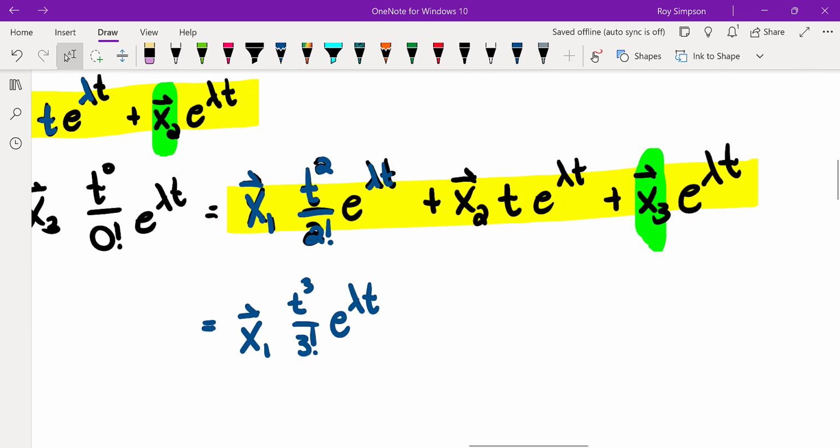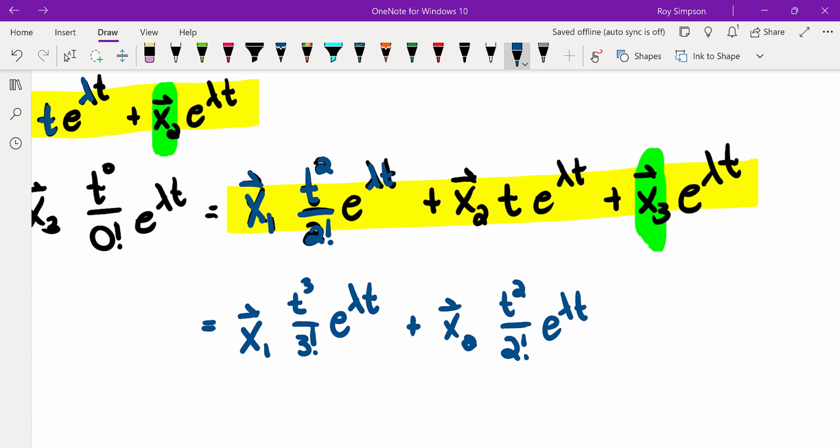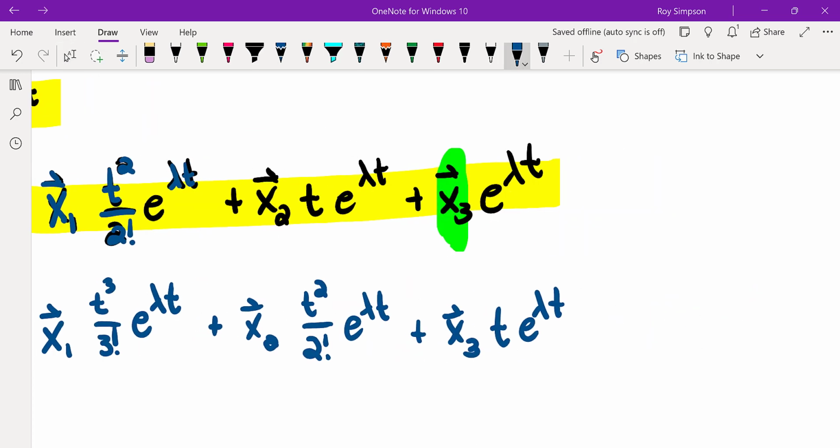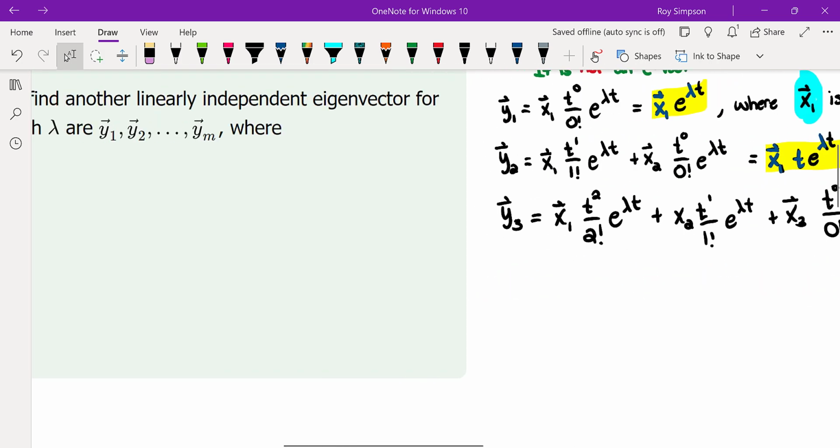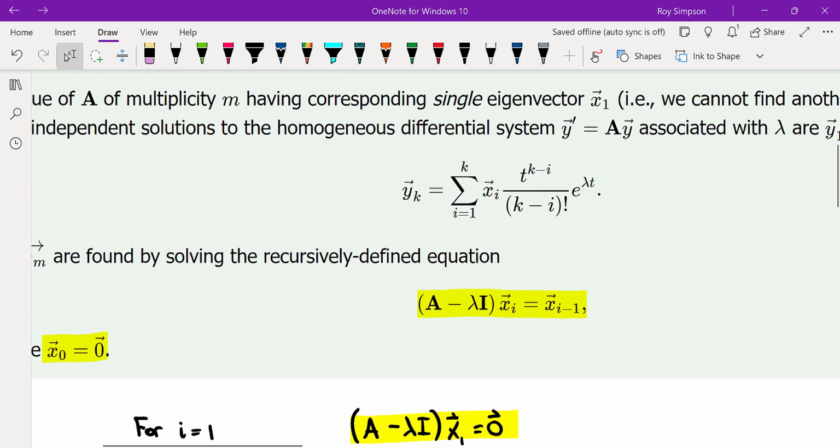And actually, in this case down here, if I had continued, I'd have an x sub 2 t squared over 2 factorial, e to the lambda t, and I'd have a plus x sub 3 t to the first over 1 factorial, e to the lambda t, and then finally I'd have an x sub 4 e to the lambda t. And I hope you get that idea. That little pattern continues. The question is, where do those x sub 2s and x sub 3s and x sub 4s come from? And they come from this little process right here.